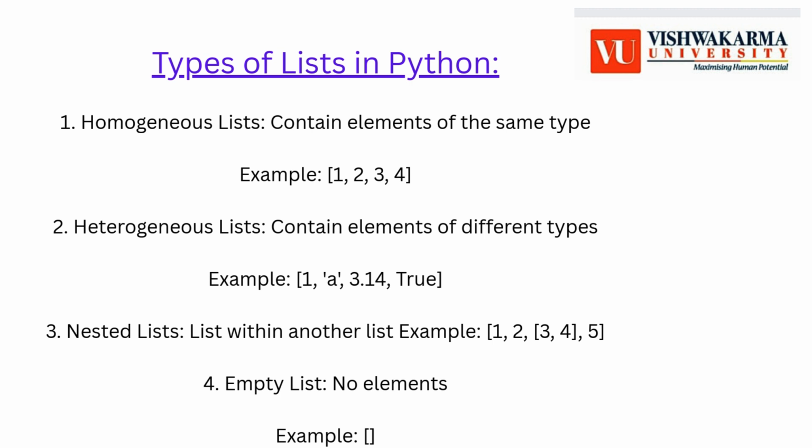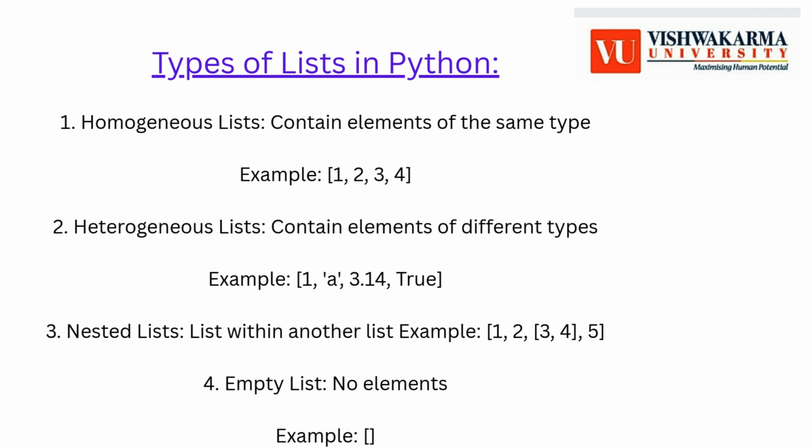So next is heterogeneous list. It contains elements of different types, for example 1, a, 3.14, true. So it has an integer, a float number, a boolean and a string. Such a list with different types of elements is called a heterogeneous list.